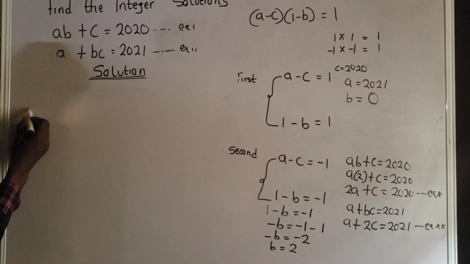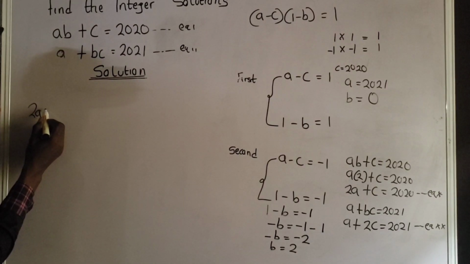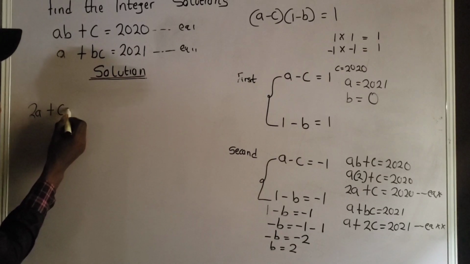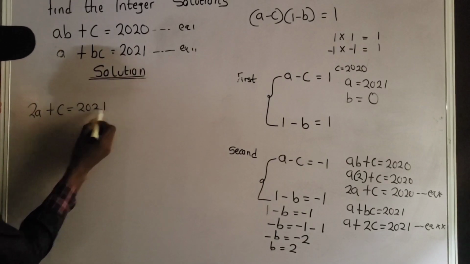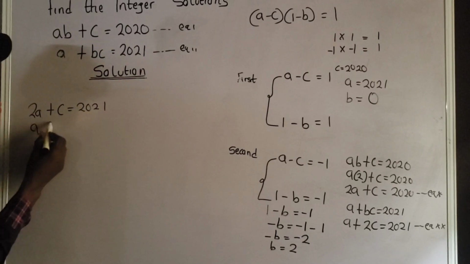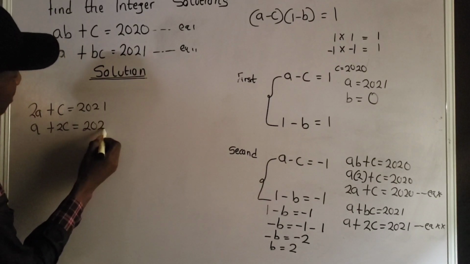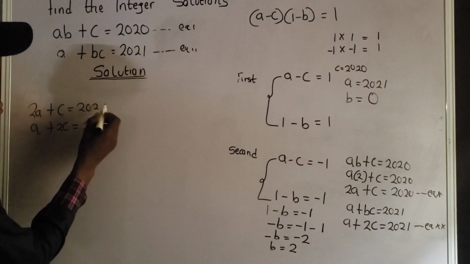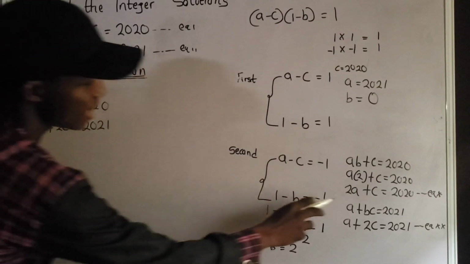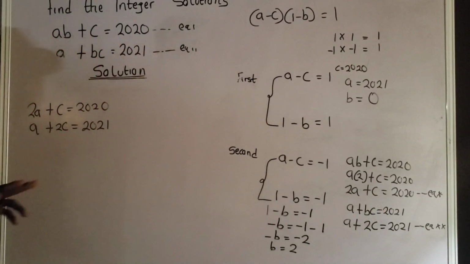So I'm going to have, for equation star, 2a plus c is equal to 20, and a plus 2c is equal to 2021. This is 2020. You understand? 2a plus c is equal to 2020. Okay, now let us eliminate c.